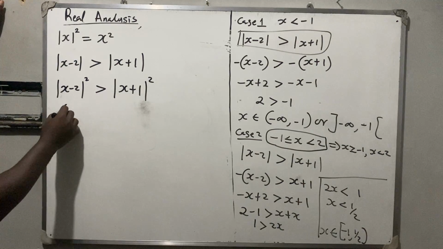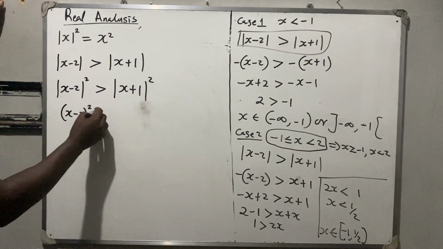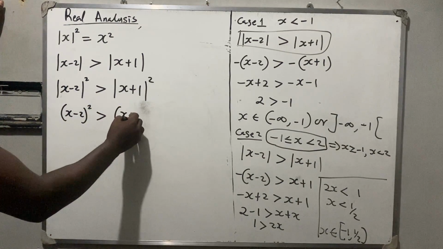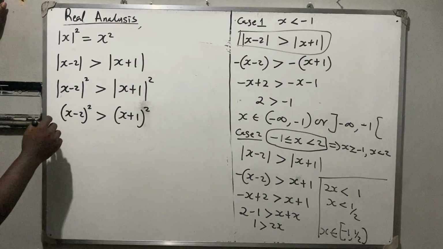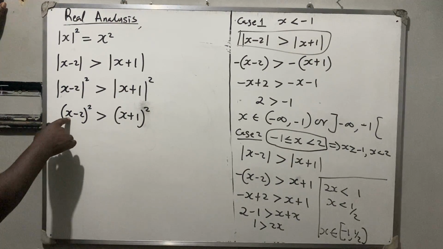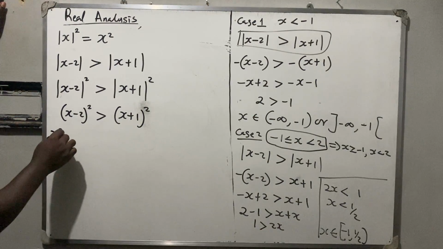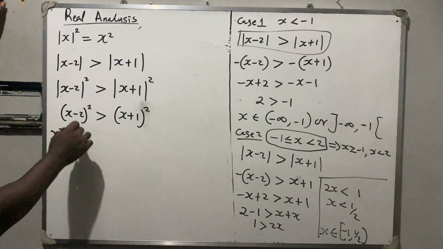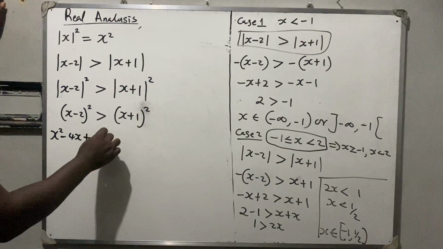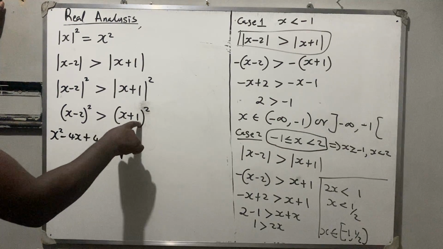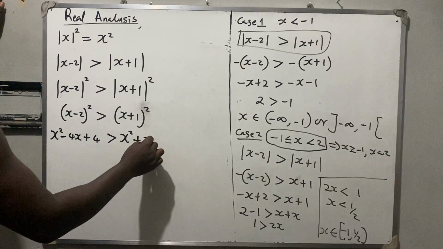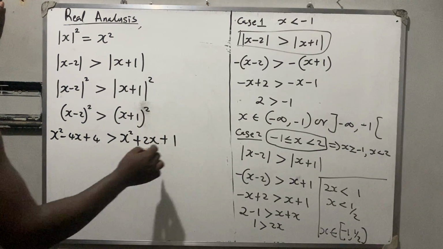So this is going to be what? X minus 2 squared is greater than x plus 1 squared. Okay, so let's expand this one. I'm going to square the first one, you have x squared. Multiply the first one and the second one, double it, you have minus 4x. Square the last one, I'm going to have plus 4. Okay, is greater than. Square the first one, x squared. Multiply the first one and the second one, double it, I have 2x. Square the last one, I have plus 1.